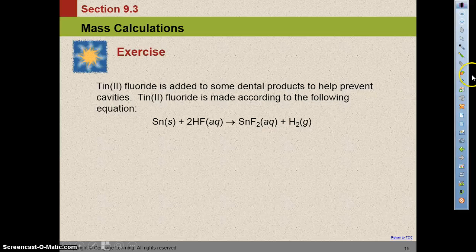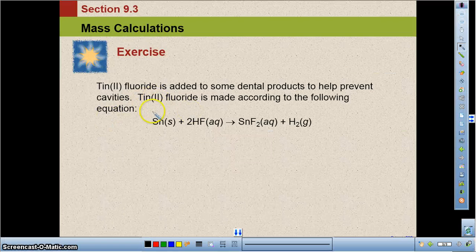Look at the next exercise. Tin 2 fluoride is added to some dental products to help prevent cavities. Tin 2 fluoride is made according to the following equation. And if you notice, this is a balanced equation, so we don't have to worry about doing the balancing.